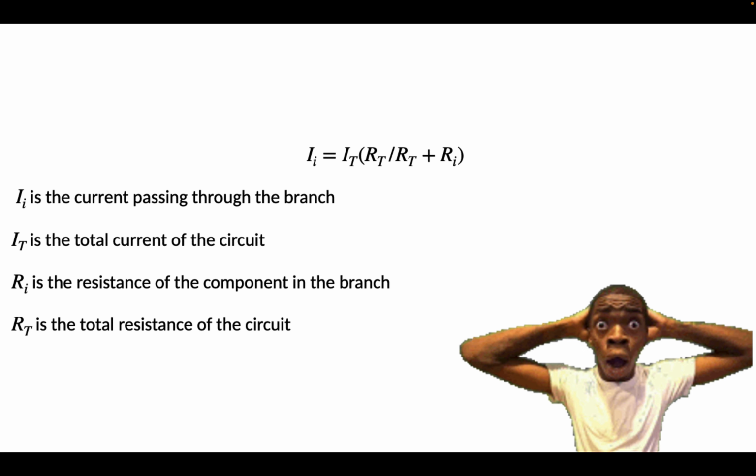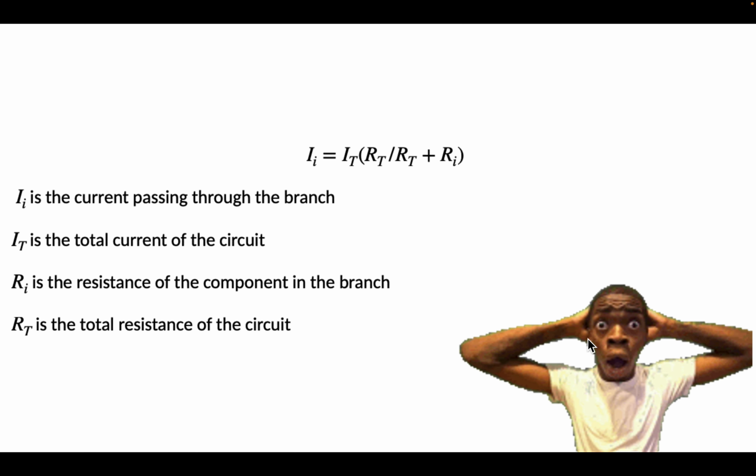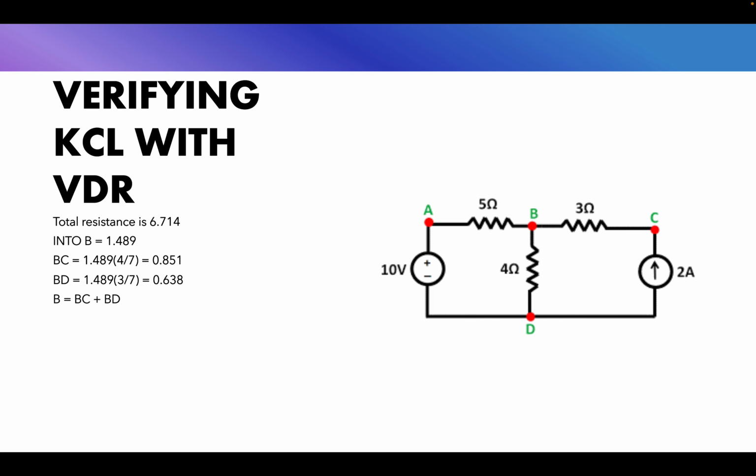The voltage divider rule explains how current will distribute across a node. The less resistance in the branch, the more current will pass through that branch, and vice versa. If there's more resistance, less current will pass through that branch. However, we must remember the conservation of charge, so the current entering the node will always equal the sum of the currents of all the branches connected to it. So we'll verify this using the voltage divider rule.